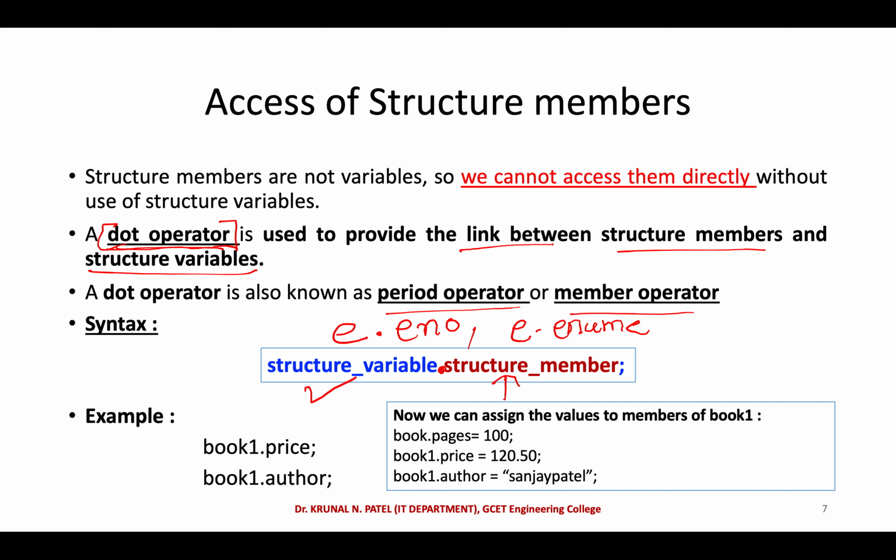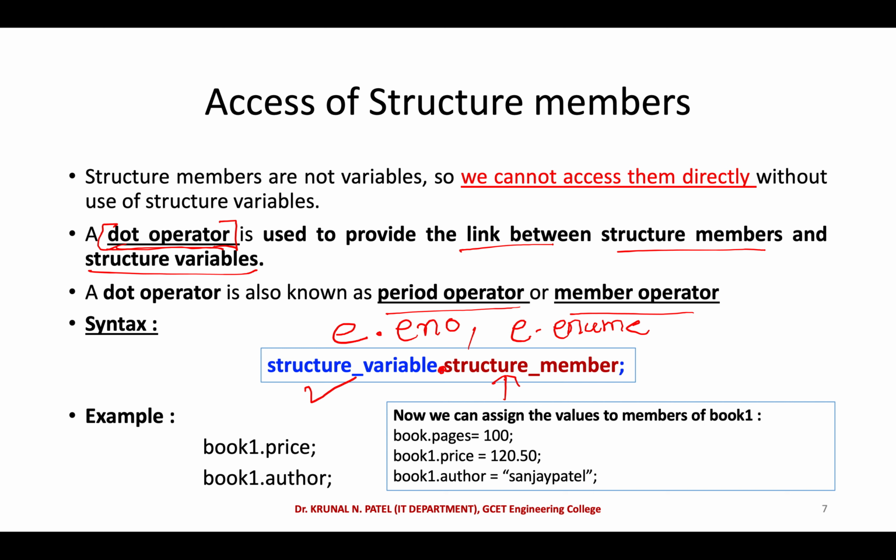Book one dot price, book one dot author. Now you can assign values to those. How you assign the value to that variable is a different part, we'll see it later on, but right now you can directly assign a value like book dot pages is 100 pages. What is the price? So book one dot price is equal to 120.50. This way you can access a particular member of any structure.